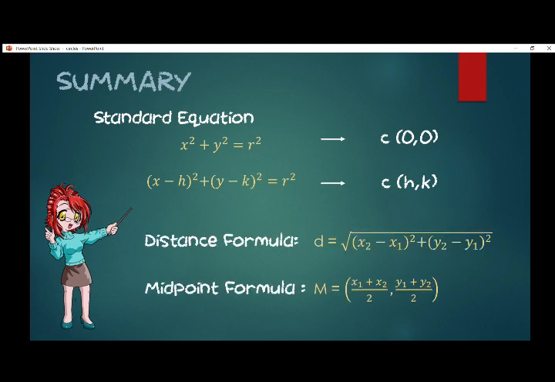And then, yung other formulas na ginamit natin to find the radius and the center, which are the distance formula and the midpoint formula. Sa distance formula, d is equals to square root of quantity x sub 2 minus x sub 1 squared plus quantity y sub 2 minus y sub 1 squared. And then, para sa midpoint formula, m is equals to x sub 1 plus x sub 2 all over 2 and y sub 1 plus y sub 2 all over 2.